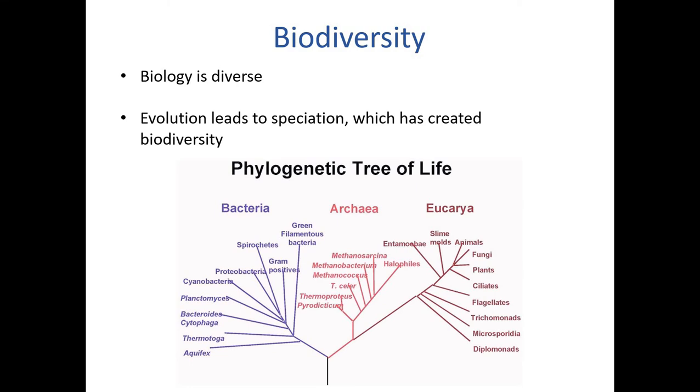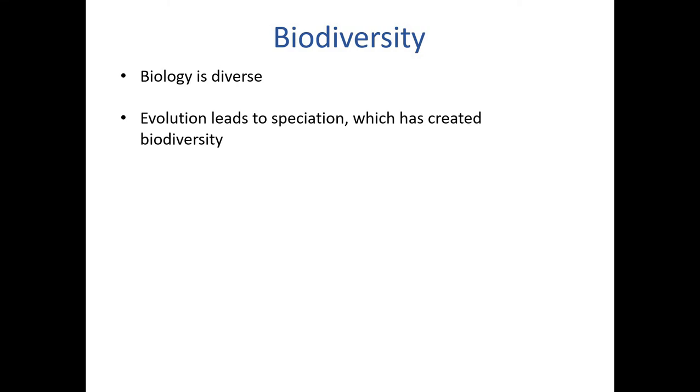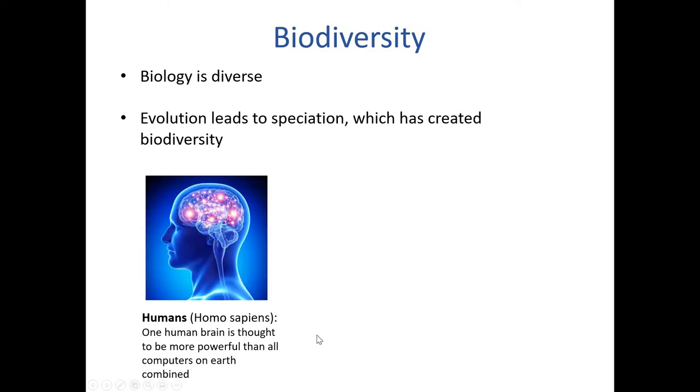And it's pretty easy to see evidence of biodiversity, even just looking in the kingdom Animalia. So we have humans, in which, we are, as far as we know, the most intelligent species in the universe. And so, fun fact, 1 human brain is thought to be more powerful than all of the computers on Earth combined.